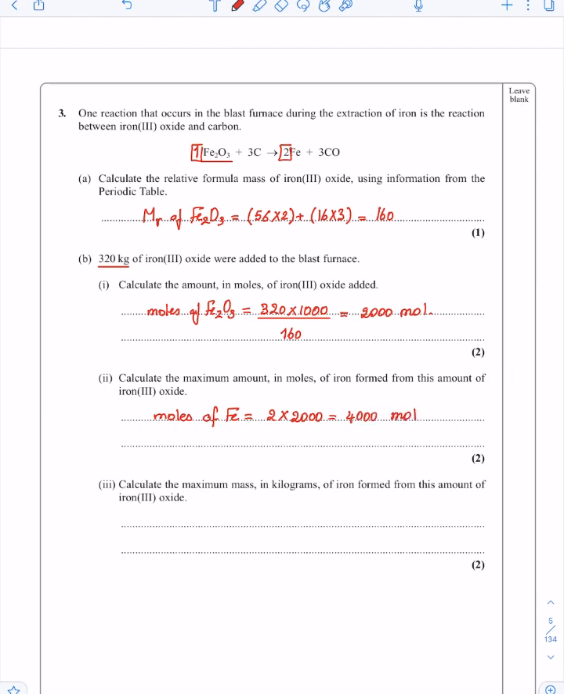Triple I. Calculate the maximum mass in kilogram of iron formed from this amount of iron 3 oxide. So the mass is equal to the moles, which is 4000, times the atomic mass of iron in the periodic table. Iron is 56, so here 4000 times 56 equals 224,000 grams. But we want it in kilograms, so we divide by 1000, which gives 224 kilograms.